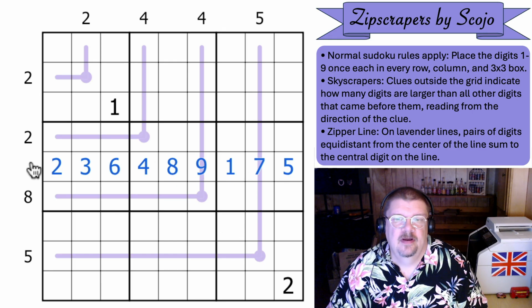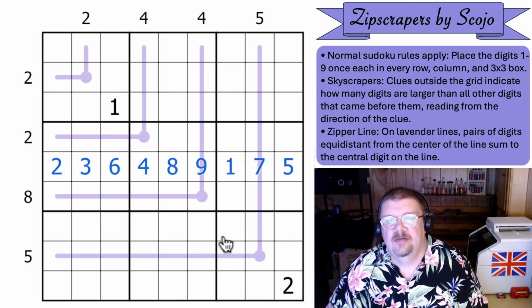That would give us a 5 clue over here. If we had a clue here, 5 is larger than all digits before it, then 7 is larger than all digits before it, 1 is not, and then 9 is, and then nothing behind the 9 is. So the clue would be 3 here.